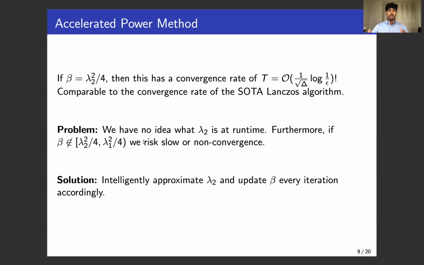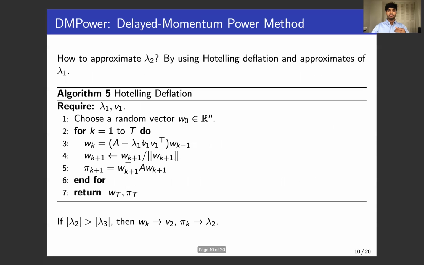So what's our solution here? We would like to intelligently approximate lambda sub 2 and adaptively update beta at every iteration accordingly. So how do we approximate lambda sub 2? We're going to use what's known as Hotelling deflation, which approximates the second eigenvalue using the first dominant eigenvalue. Okay, so we're going to quickly go over this algorithm.